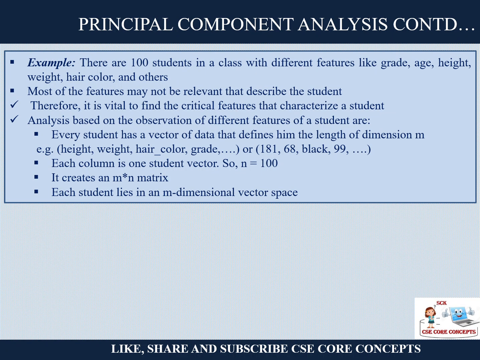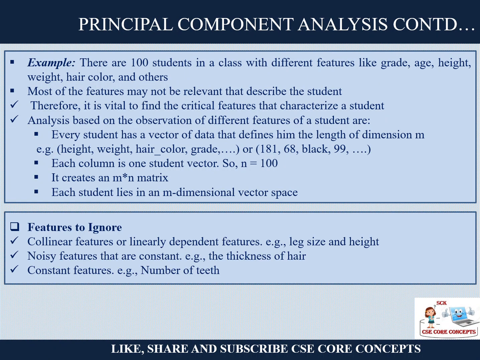So how many total dimensions will we have? How many total values will we have? There will be 100 students multiplied by the number of dimensions, right? So each student lies in an M-dimensional vector space. Now, from this set of features, do you think all are required for our classification problem? Not at all. So, which features are we going to ignore? Collinear features or linearly dependent features.